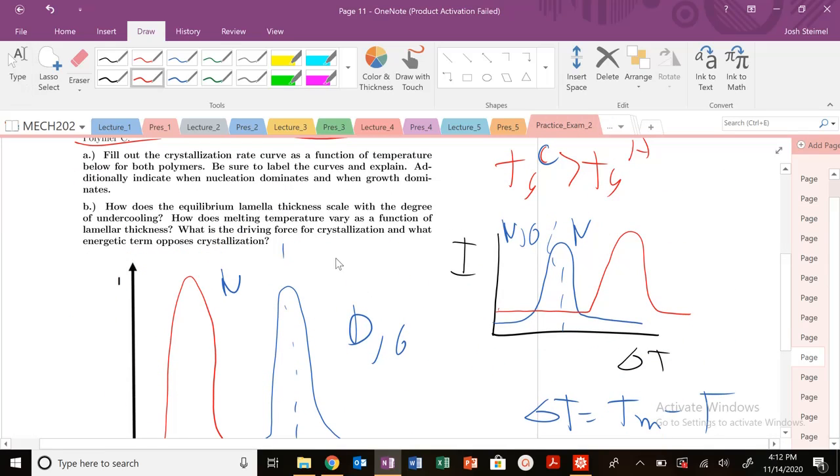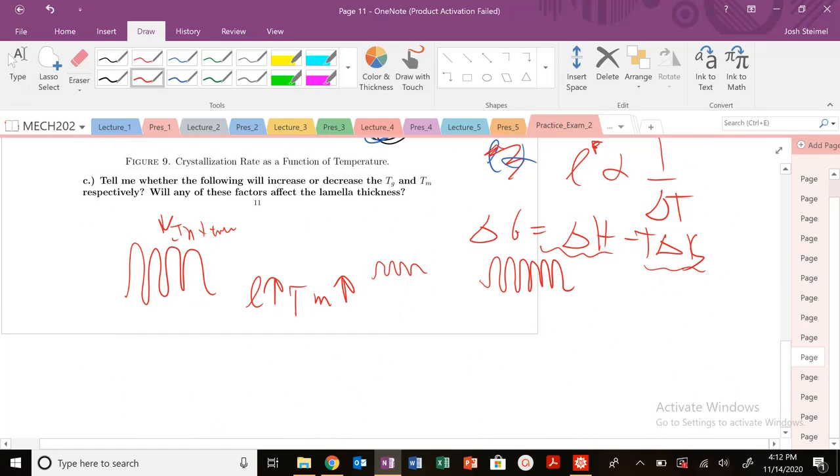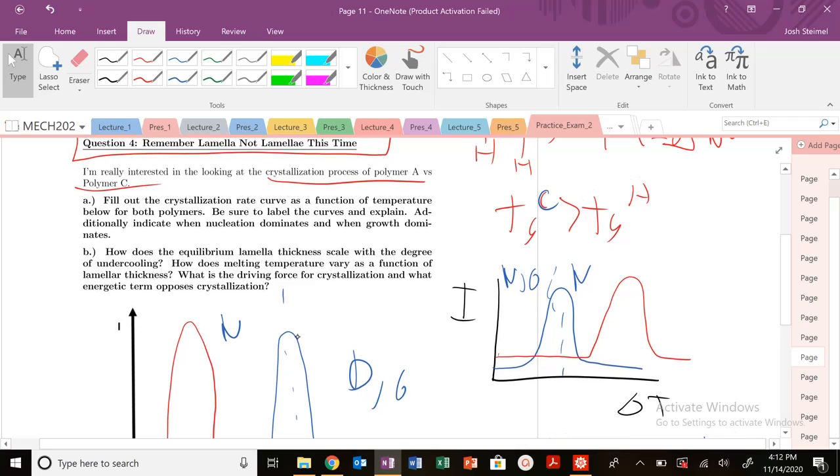And then finally, what is the driving force for crystallization? What energetic term opposes crystallization? Well, here we know that entropy opposes crystallization, as do these favorable enthalpic terms, but we could also write it in terms of nucleation: it is minus delta G_V, creating volume, but surfaces are energetically unfavorable. Excellent. So be ready again. There are probably going to be quite a few problems on this.